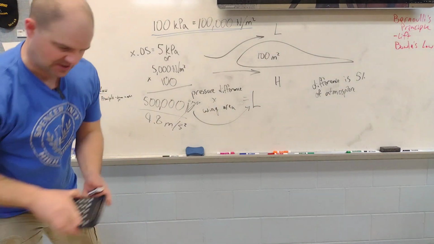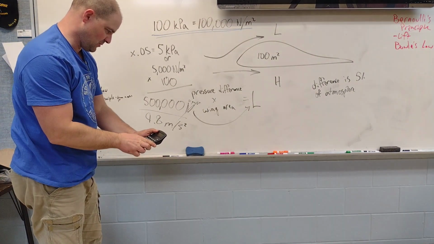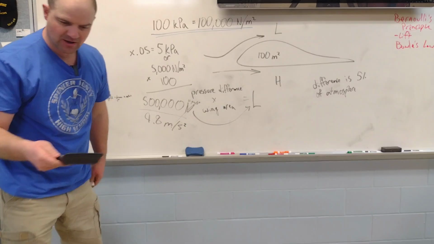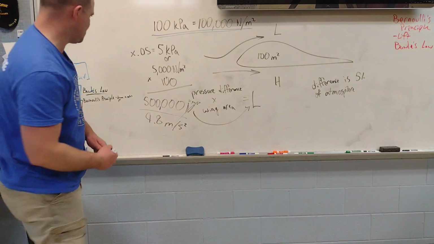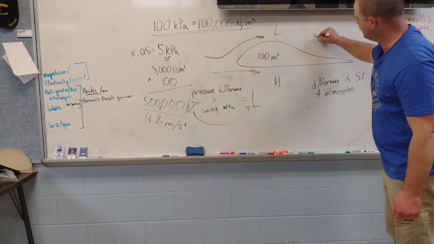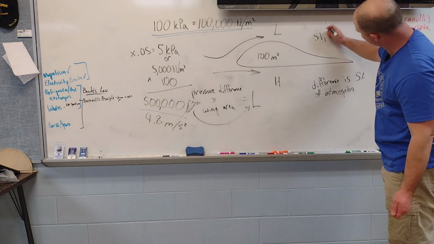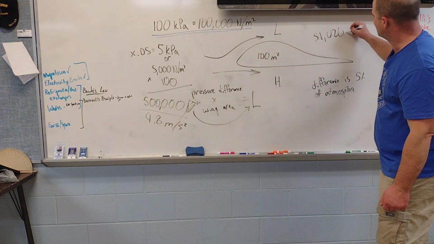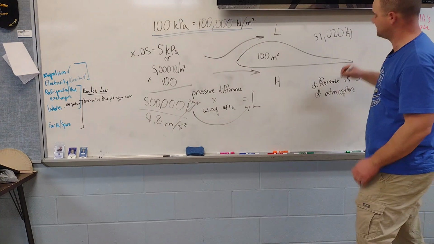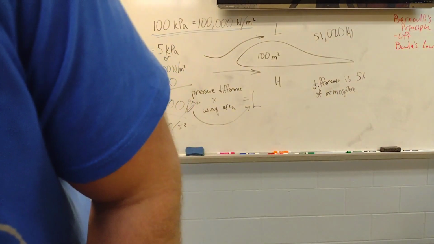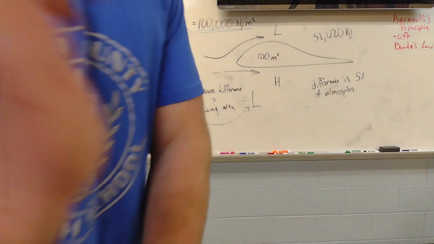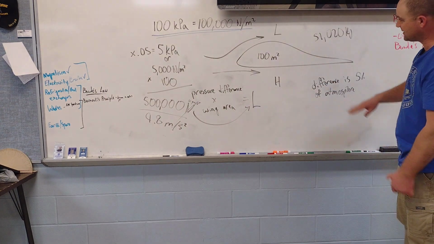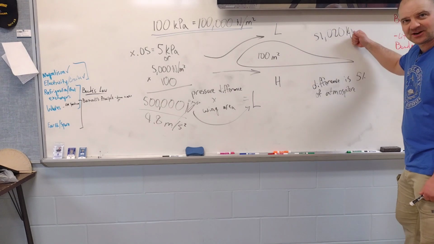So what is 500,000 divided by 9.8? It gives me 51,020. Kilograms. So this wing can lift, in this scenario, 51,020 kilograms.